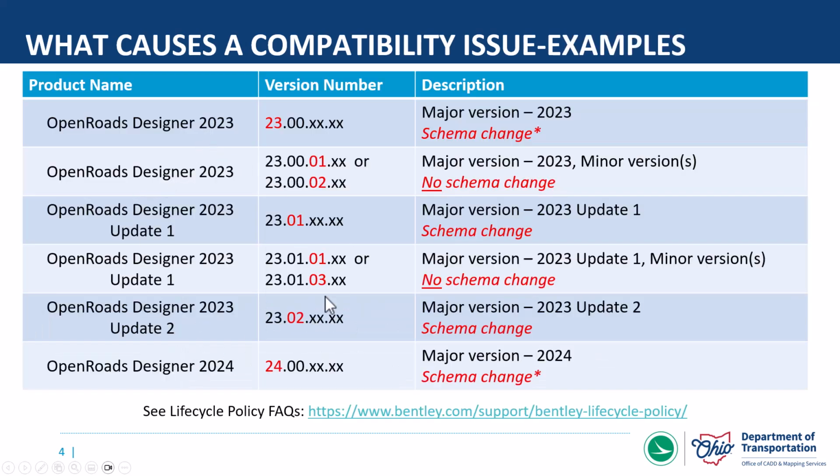So some examples for OpenX Designer. When 23 came out, that was a schema change. In this example the third number changed. That's a minor update, so there was no schema change there. The second number changed. That's a major update, so there is a schema change. And then again, an example, the third number changing. That's a minor change, so no schema change. Second number changes, schema change. And when the first number changes, you'll notice the second number resets to 0, which is going to indicate most likely a schema change. I have a link here to Bentley's lifecycle policy where you can find some more information on that.